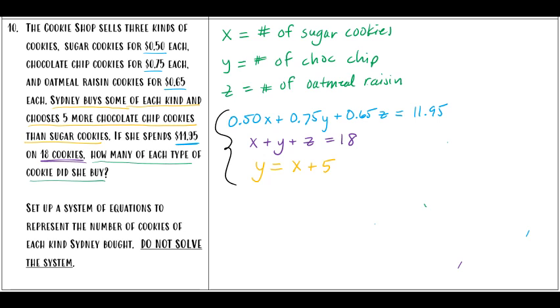You do not need to solve it. If you were looking for the solution, it turns out she buys 5 sugar cookies, 10 chocolate cookies, and 3 oatmeal raisin cookies. And if you look at that last equation down here, if you look at the number of chocolate cookies, it's 10, which is 5 more than the number of sugar cookies. So you can kind of work that way too.